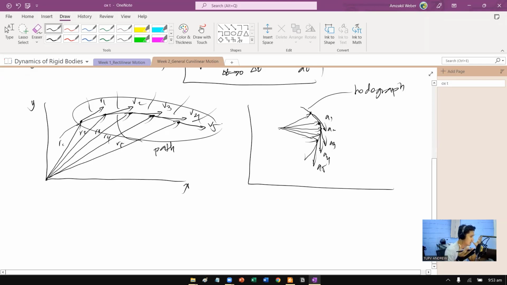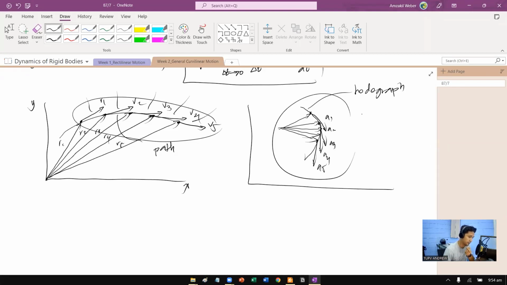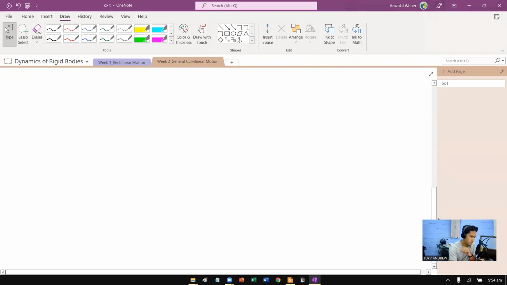The hodograph is not an actual thing. If you make this graph, it is just an imaginary curve, but the acceleration is tangent to it. So how do we make sense of this? The velocity is tangent to the path, but the acceleration is not. How can we explain this one?